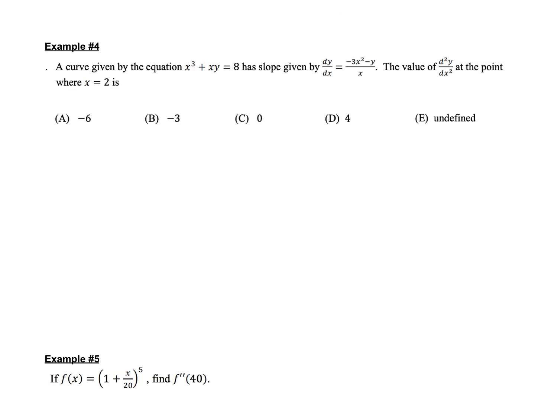Okay, so example number 4 says, a curve is given by this equation, and it has a slope given by this equation. Find the value of d squared y/dx squared at the point where x equals 2. So in example 4, you should notice that this is implicit. They already proved and told you what the first derivative was. They want to find the value of the second derivative, the slope d squared y over dx squared at the point where x equals 2.